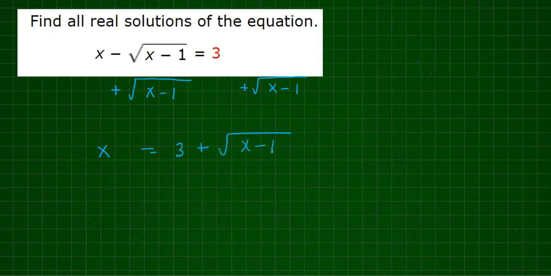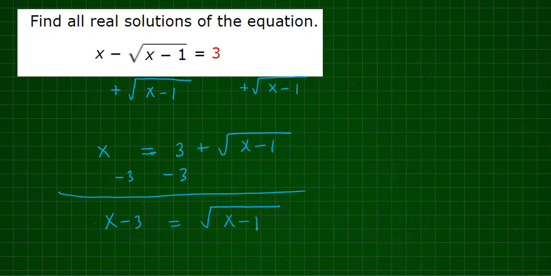And then to finally isolate it, I will get rid of that 3. Simply, I will subtract 3 on both sides. That will leave me with x minus 3 is equal to the square root of x minus 1. Okay, that looks better.